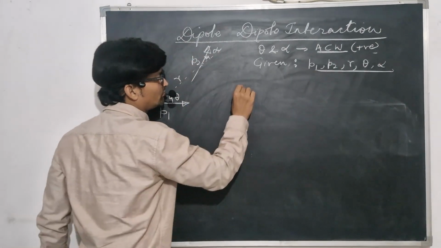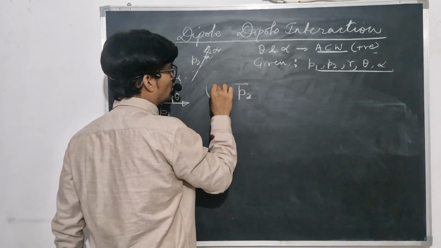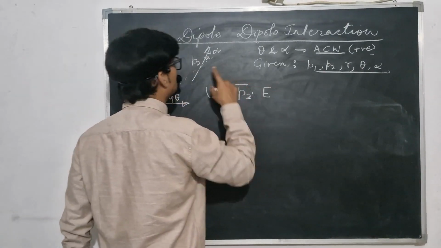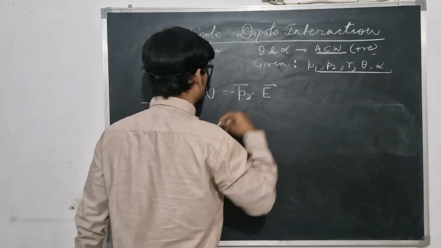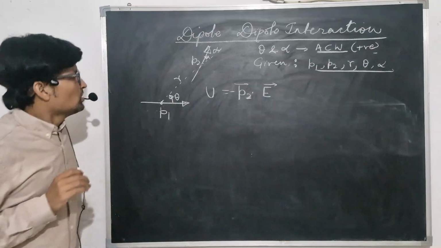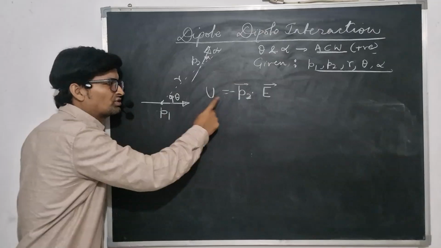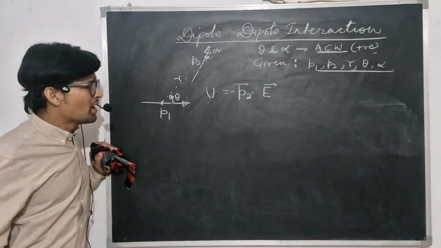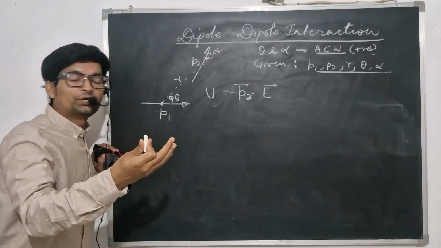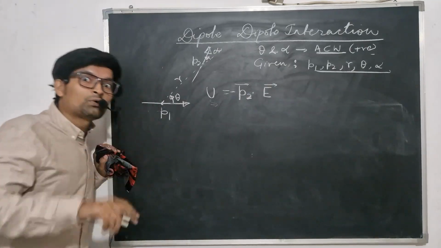So P2 is, I'll be using U is equal to minus P2 dot the electric field at this point, P2 dot E. Okay, electric field at this point. Fine. So now, how to use this? How to take this dot product? Well, should I use the X, Y and Z rectangular components? Should I use that rectangular coordinate system, or should I use the polar coordinate system?